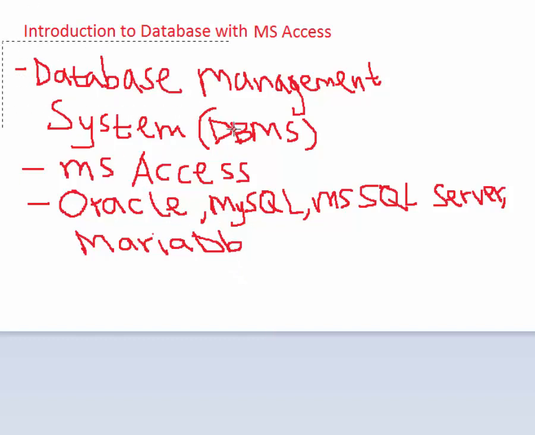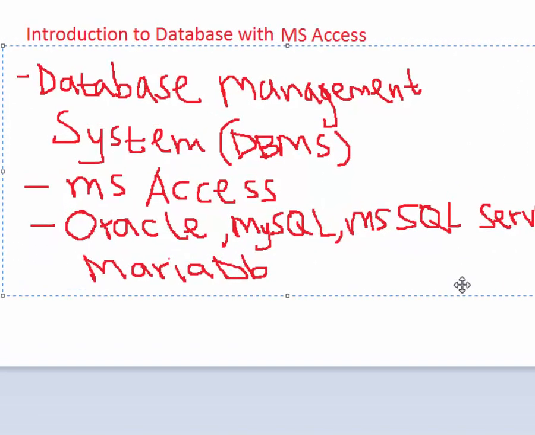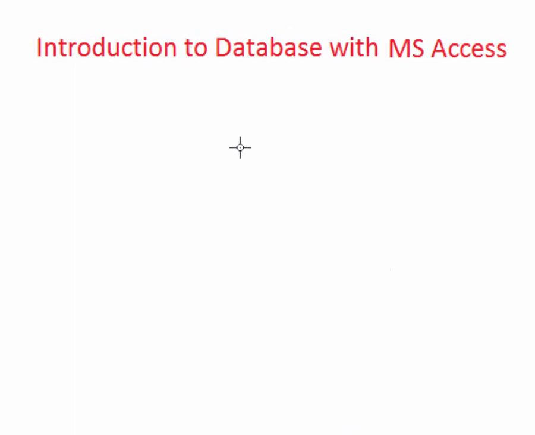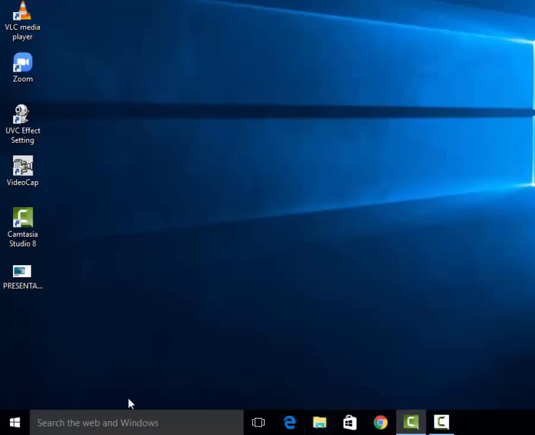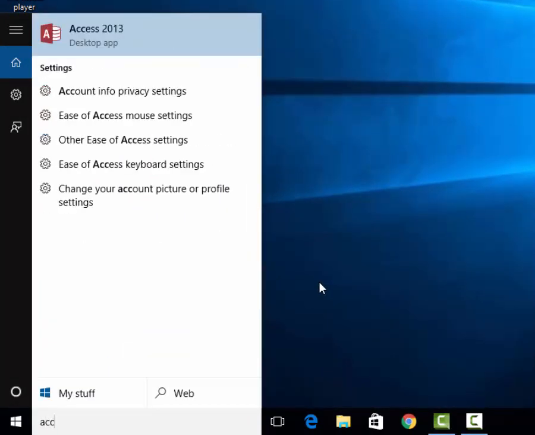So in this video tutorial, I'm going to show you how to create a database in MS Access and how to create a table in that database. Then I will be able to store information in it. To start MS Access, we just come to the search bar and we type Access. You can see the name is suggested there. You just click it.